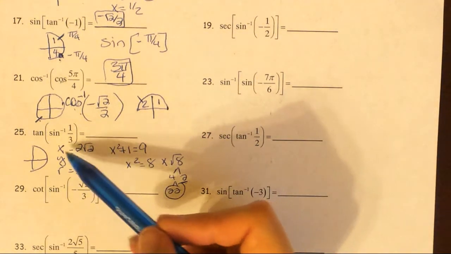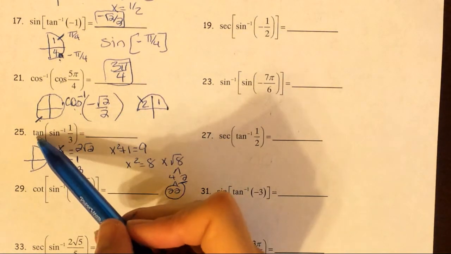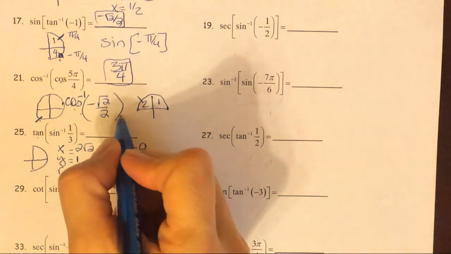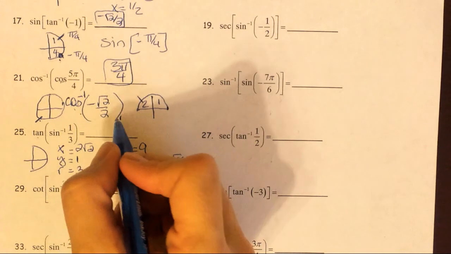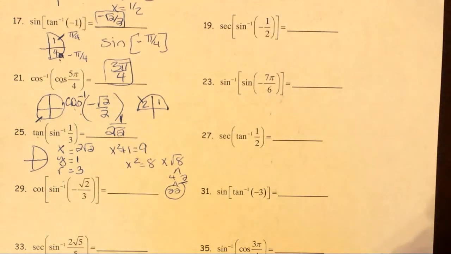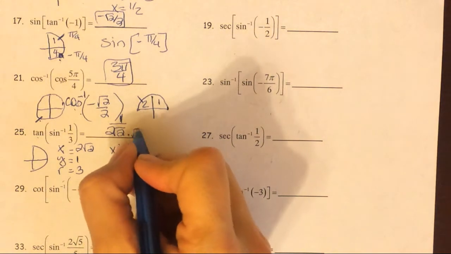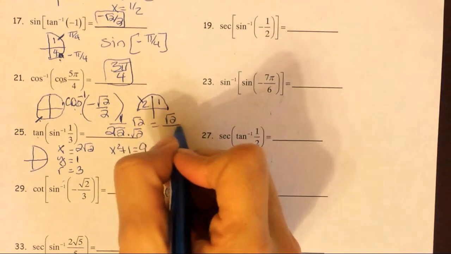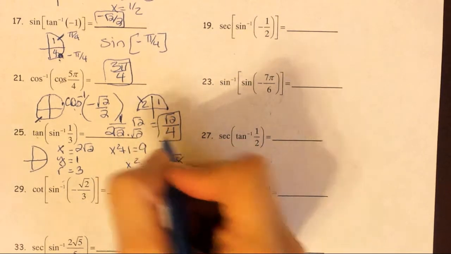Alright, so now that I have my x, my y, and my r, I can find tangent. Tangent is the trig ratio of y over x, so I'm going to have 1 over 2 square roots of 2. I'm going to fix my trashy math, that's what Miss L calls it, and we get root 2 over 4.